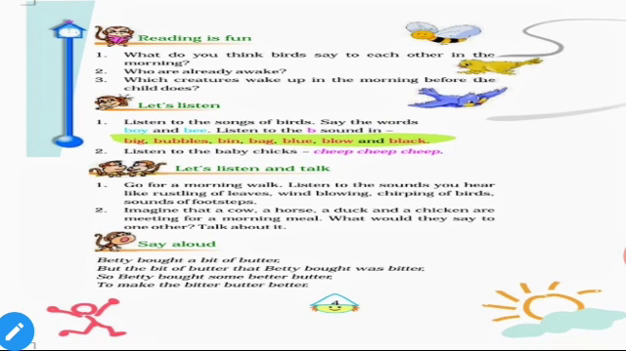Let's listen and talk. The first one is go for a morning walk. Listen to the sounds you hear, like the rustling of leaves, wind blowing, chirping of birds, sounds of footsteps. While you are walking in the morning, can you hear those chirping sounds, blowing sounds, leaves rustling and footsteps? Then second one, imagine that a cow, a horse, a duck and a chicken are meeting for a morning meal. What would they say to one another? Talk about it. I will show you an example of that dialogue, so you should follow that way.